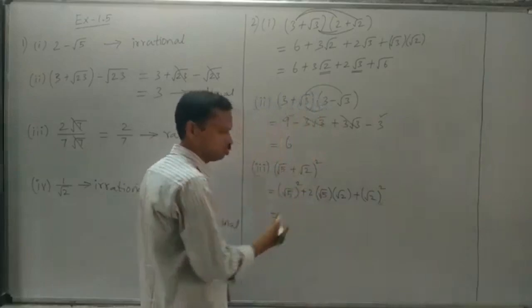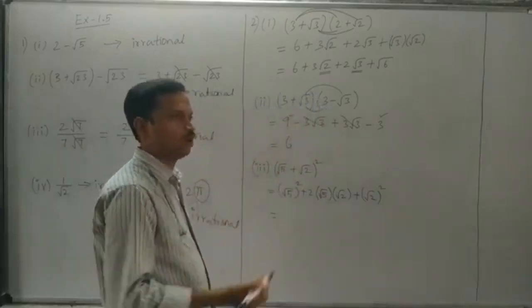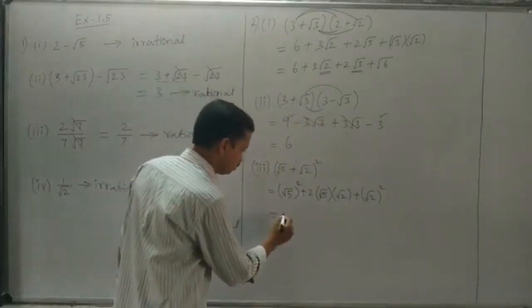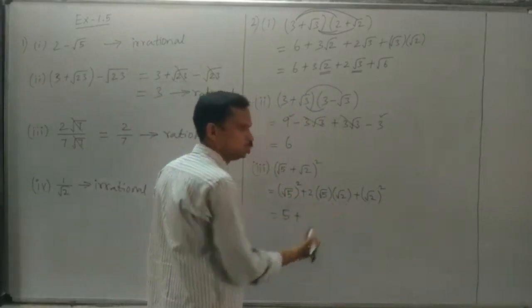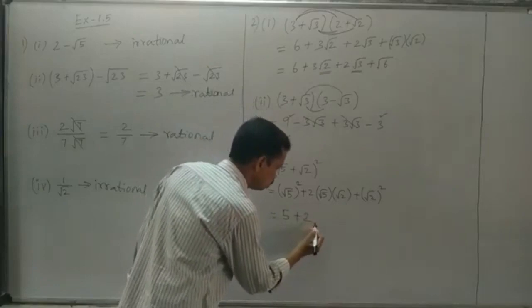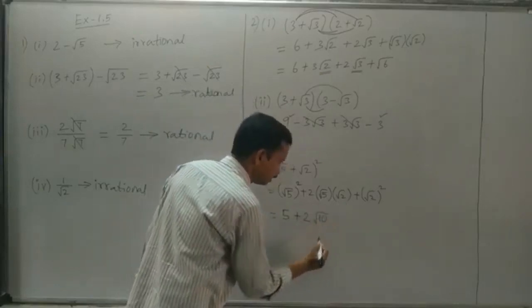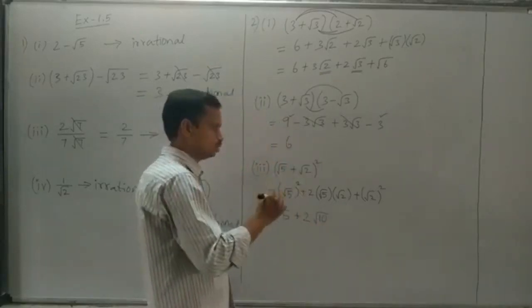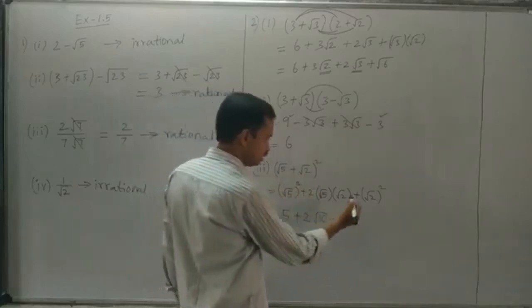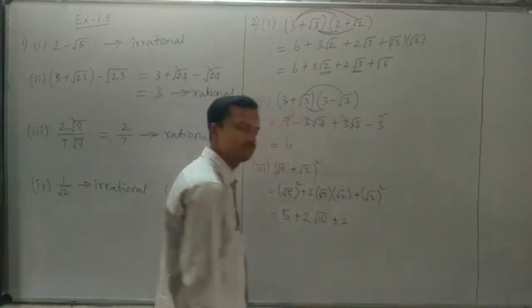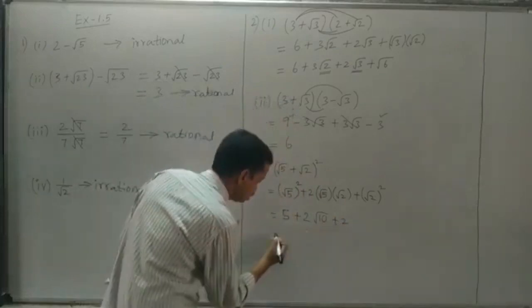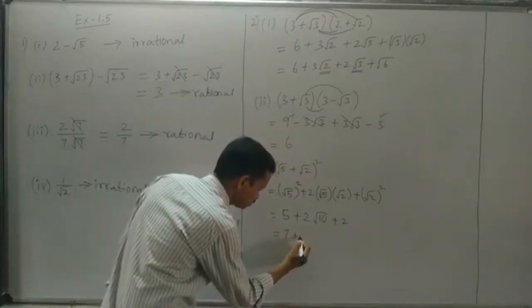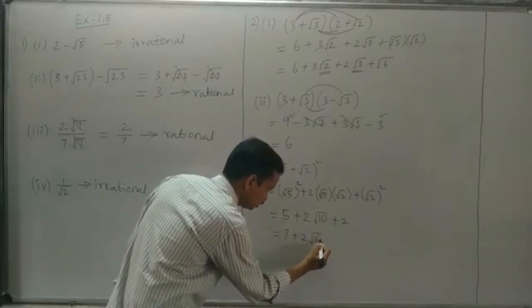And now, what is root 5 the whole square? Square root of square is the number itself. So 5. And then plus 2 into root 5 into root 2. What comes? 2 into root 10. That's all. Root 5 into root 2, you get root 10. And then here 2. And now you can add this 5 and this 2. You get 7 plus 2 root 10.